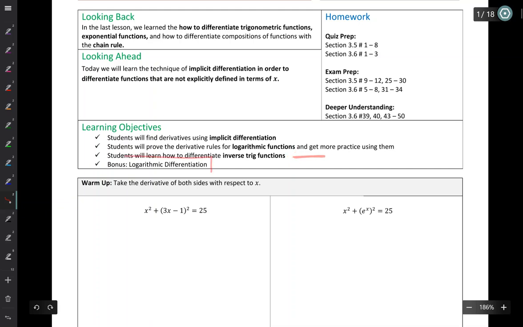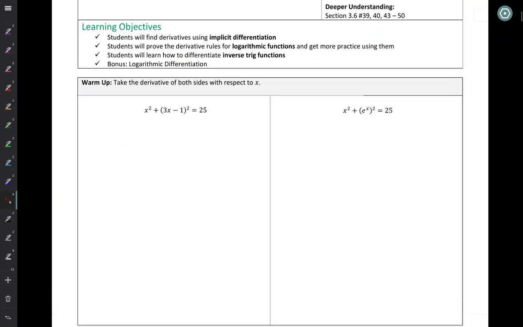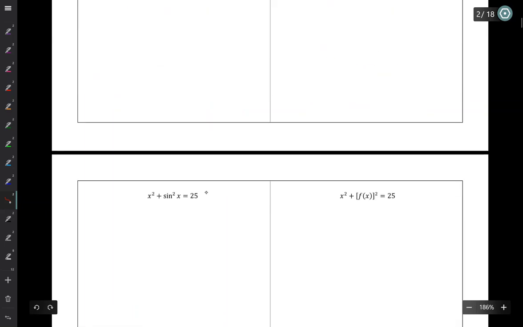And then as a bonus, I encourage you in Stewart in section 3.6 to go ahead and read the technique called logarithmic differentiation, and that's what those optional deeper understanding problems are all about. Okay, so in this video, we're just going to do the warm-up, and then we'll have a new video for the next example. Before I go ahead and do it, I encourage you to hit pause and try these four problems on their own. Taking the derivative of both sides here, the derivative of both sides here, here, and then observe a pattern in general.